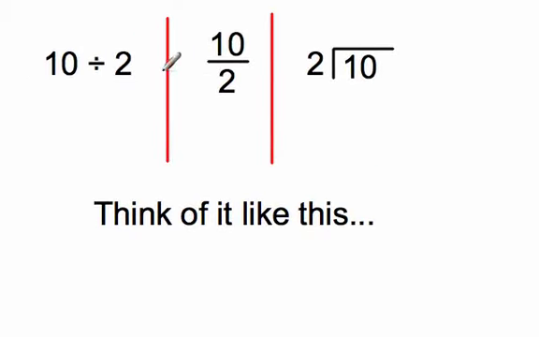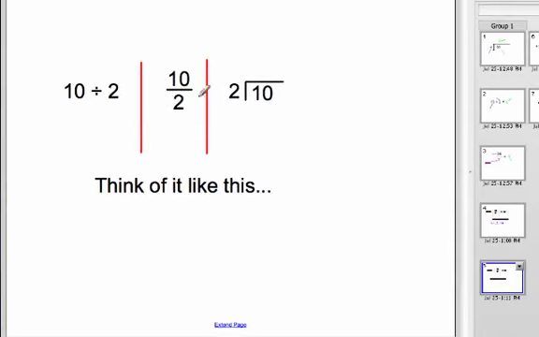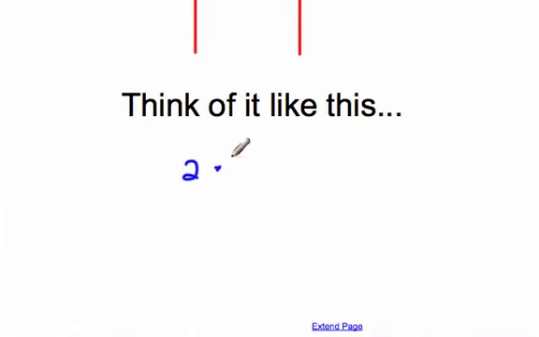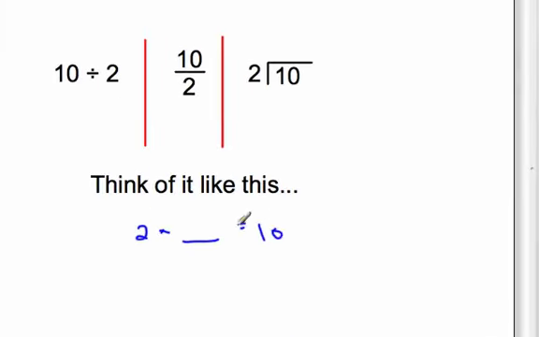Let's try another one here. Again, 3 ways of writing 10 divided by 2. You can write it as a fraction, that little division sign, or what I like to call the house there. Think of it like this. So we have 2 times what number is equal to 10? And we know that fill in the blank there has to be 5. 2 times 5 equals 10.